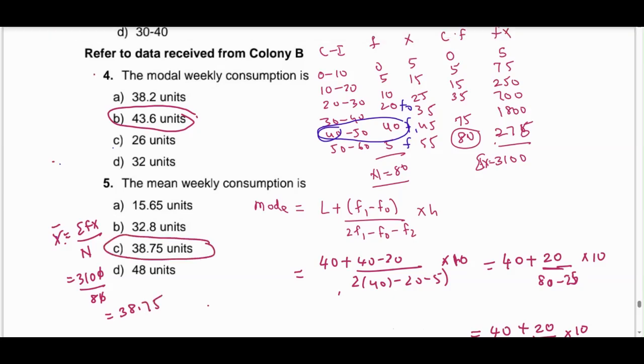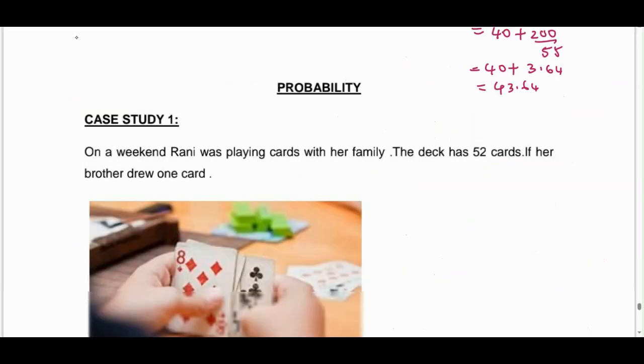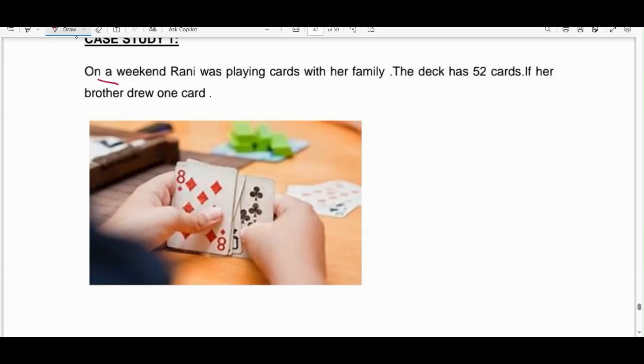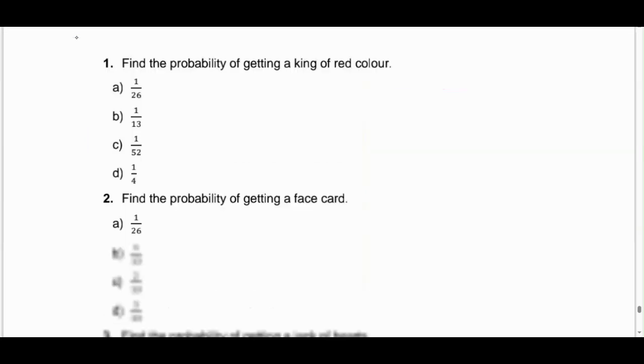So now moving on with the next chapter, we have probability. What is the case study of probability? Here, on a weekend, Rani was playing cards with her family. The deck has 52 cards. Her brother drew a card. So now we have to find the probability of getting the cards.